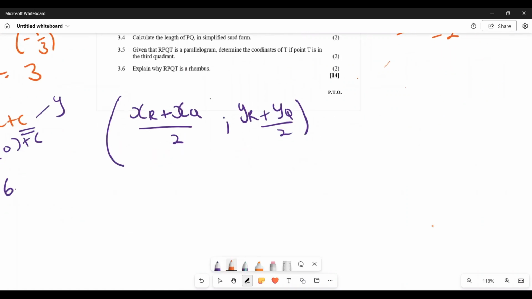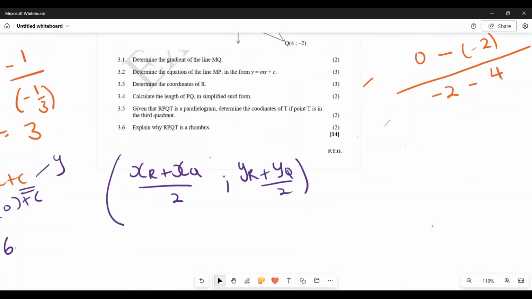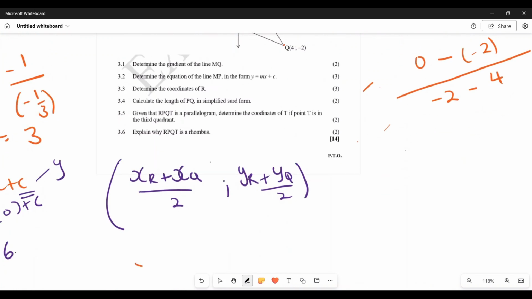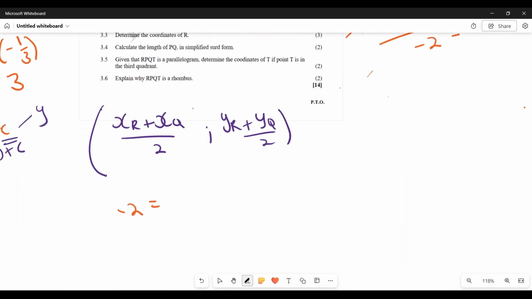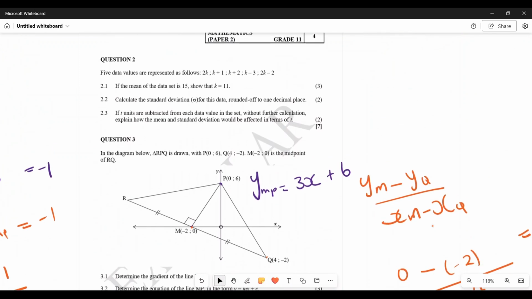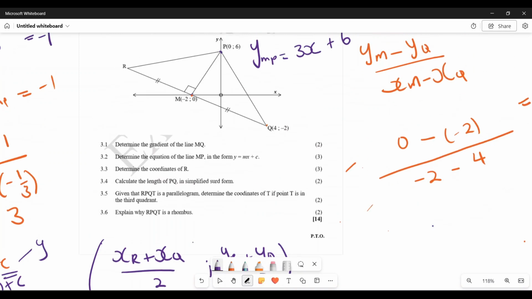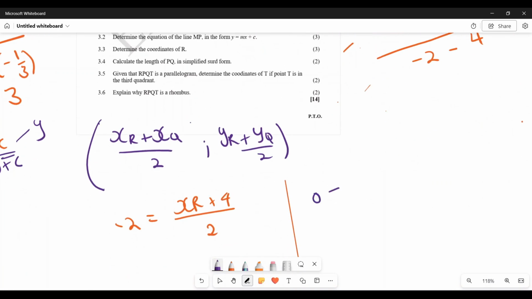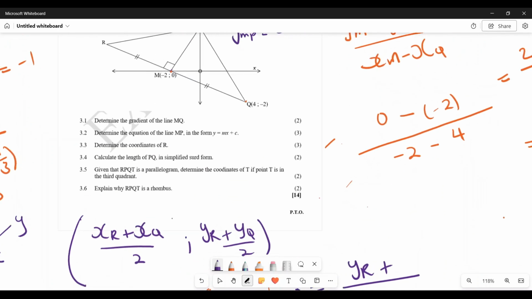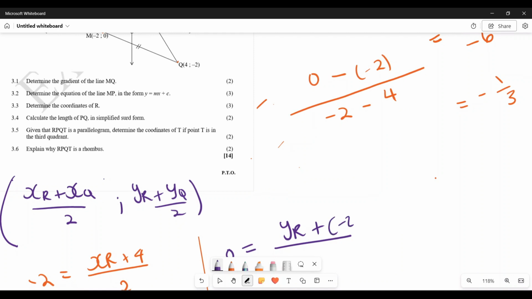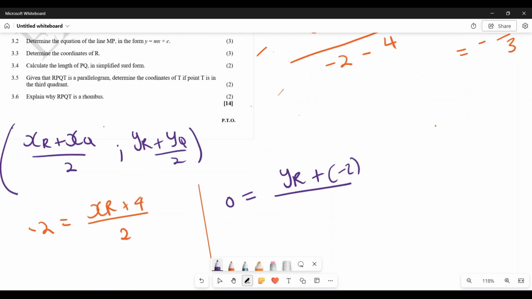So now I'm going to start with the x value of my midpoint. The x value of my midpoint in this instance is -2. Now substituting, I'm looking for my coordinates at R, so this would be x at R plus my x at Q, which is 4, and this divided by 2. Now for my y value at R, I'm also going to do the same, right? The y value of my midpoint is 0, and to get that, they had to take my y at R, add it to my y at Q, which is -2, and divide everything by 2.